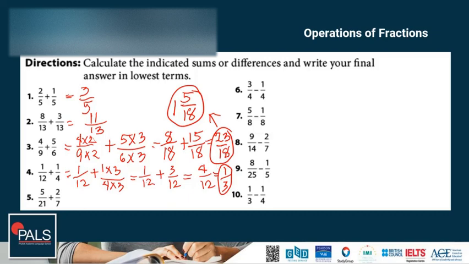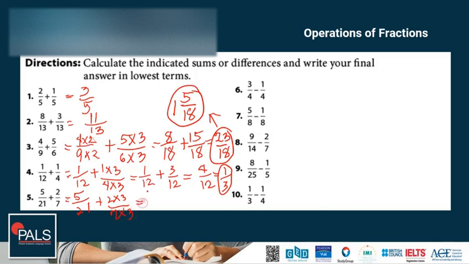Number 5, 5 over 21 plus 2 over 7. The denominators are different, so we need to find the common denominator. And since 21 can be divided by 7, let's use 21 as the common denominator. So we have 5 over 21 plus 2 times 3. Okay, you will find out why 2 times 3, because 7 times 3 is 21.